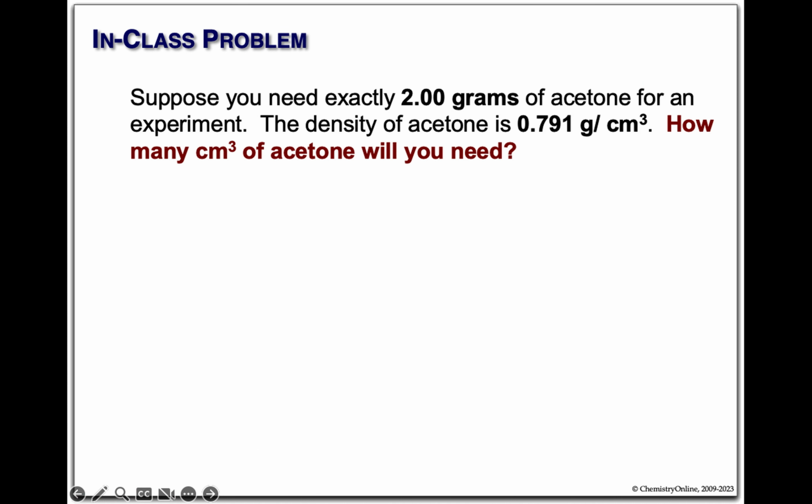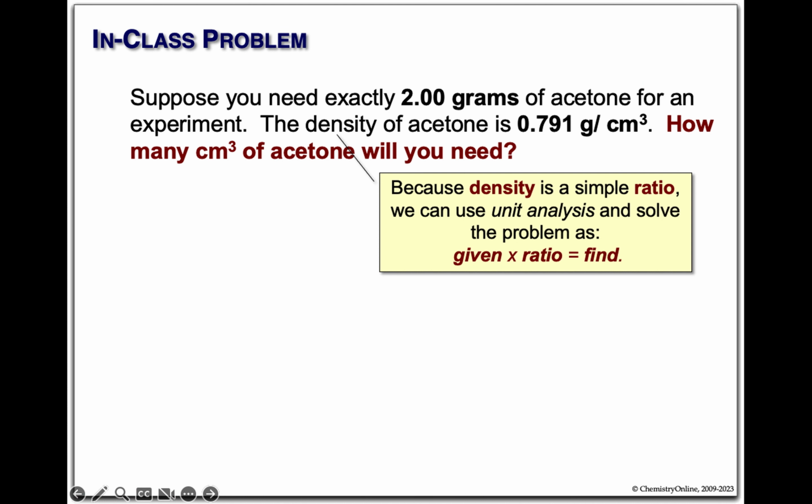Now this is a simple exercise that's kind of like real life in lab. We're doing a reaction. Acetone is one of our reactants. We need 2 grams of acetone. We know its density. What volume do we need?